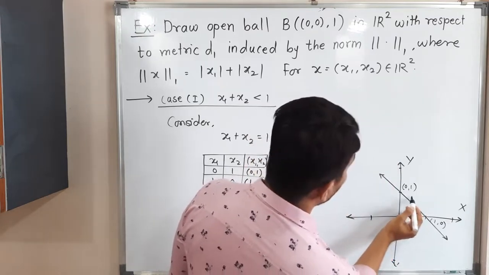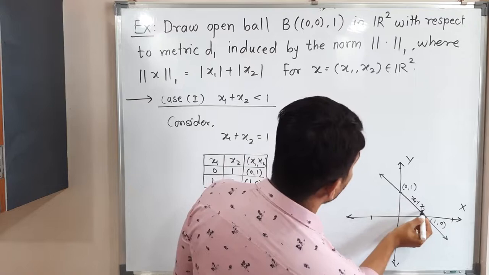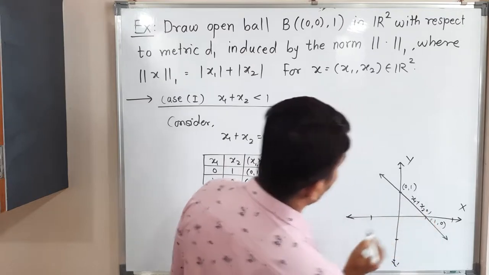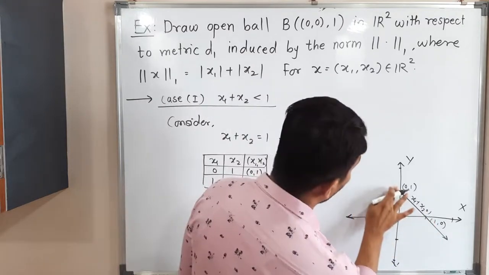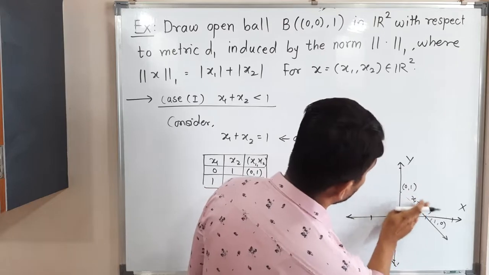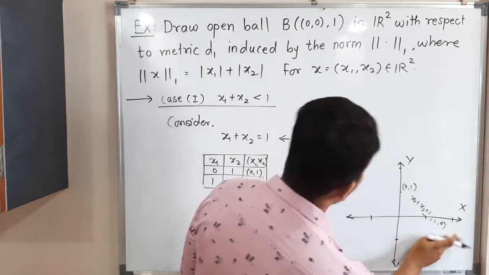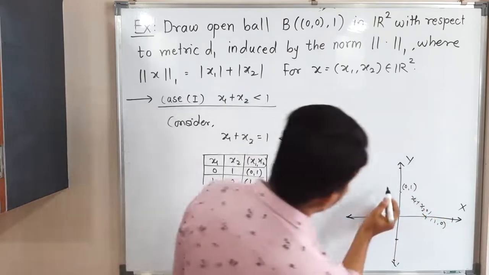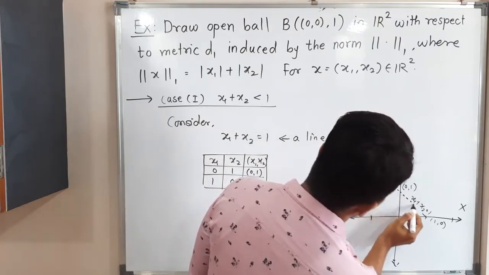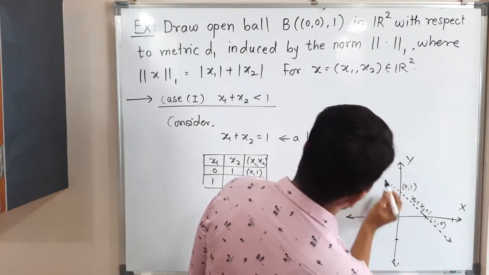What is the equation of this line? x1 plus x2 is equal to 1. Let me draw the dotted line here. The reason is there is no equality, it is strictly less than, so that's why I should draw a dotted line. So we have a line like this.